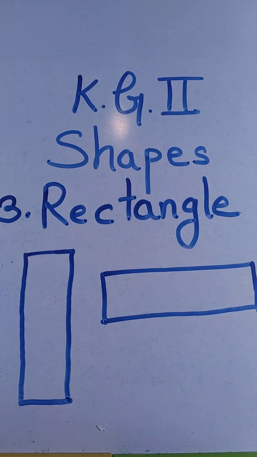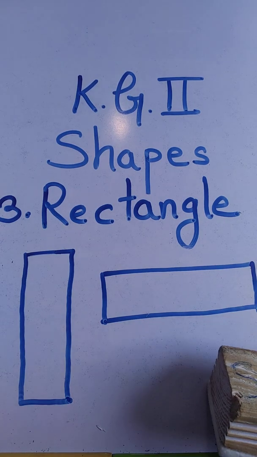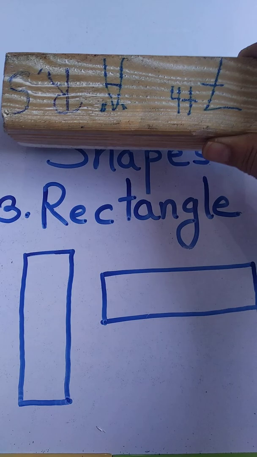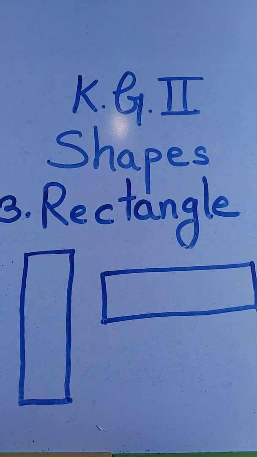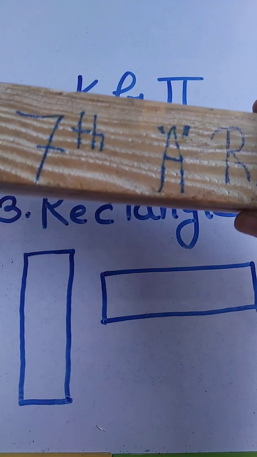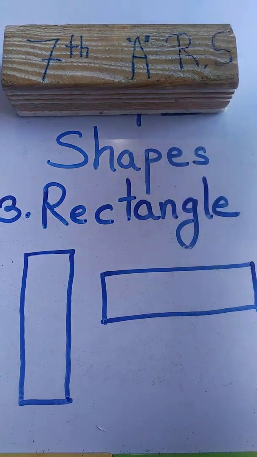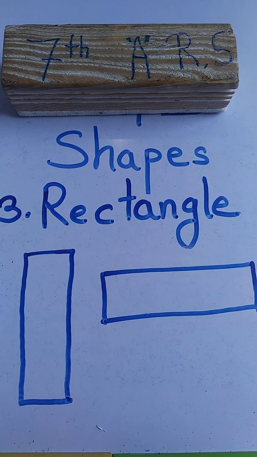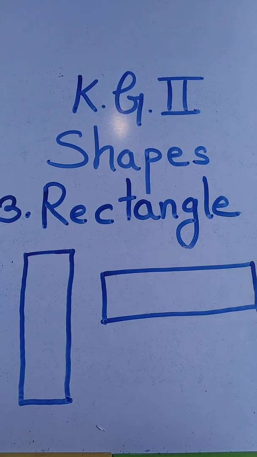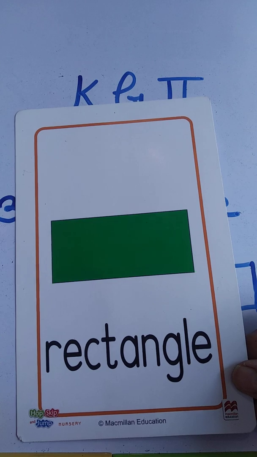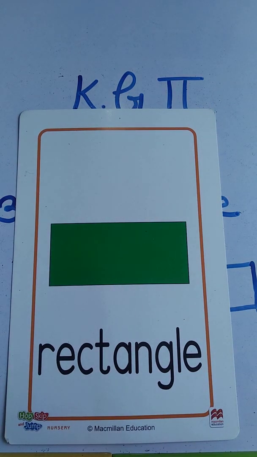I have an example for you. See, I have a duster. This duster is also having a rectangular shape. इस डस्टर का शेप भी कैसा है? रेक्टेंगुलर है. I have a flashcard also. See. What is its shape? It's a rectangle.